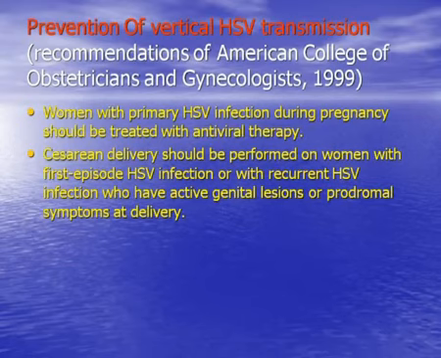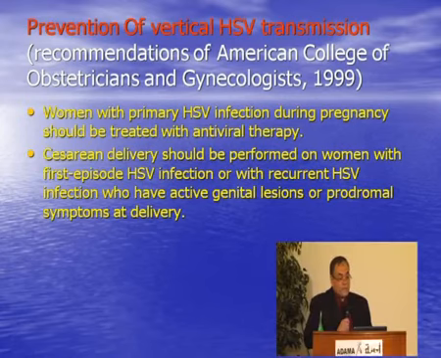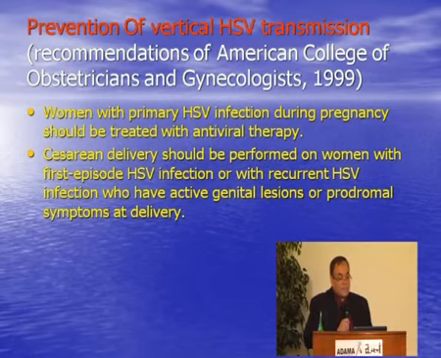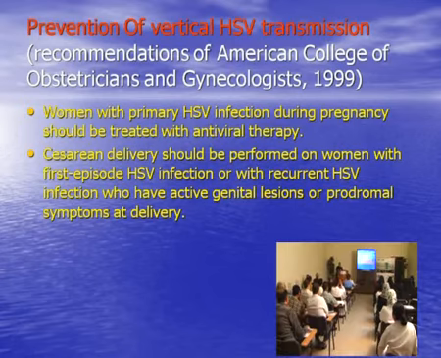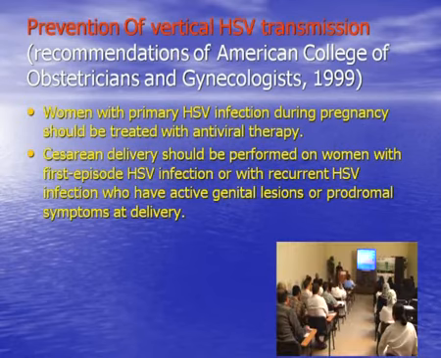Prevention of vertical herpes simplex virus transmission. This recommendation is since 1999. Women with primary herpes simplex virus infection during pregnancy should be treated with antiviral therapy. Usually we use Acyclovir. We don't use famciclovir or valacyclovir because there is not enough research for this.